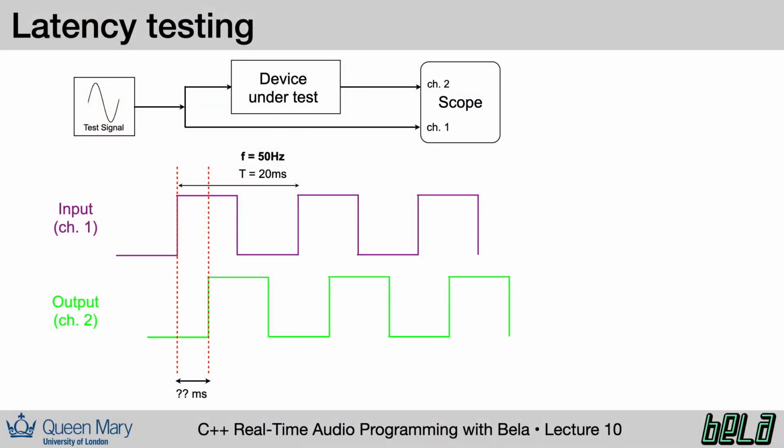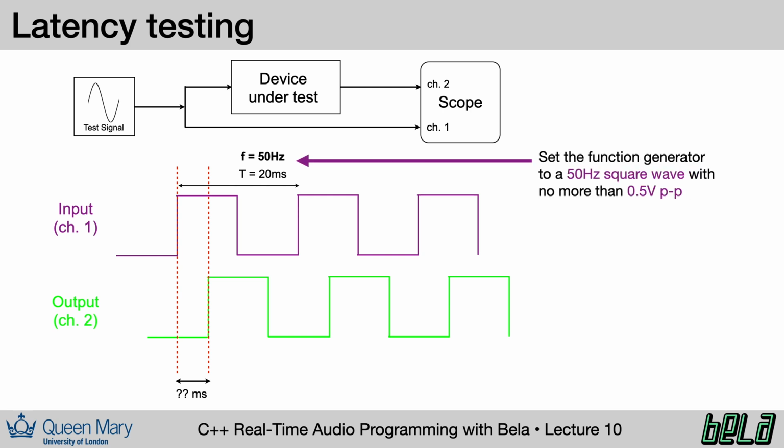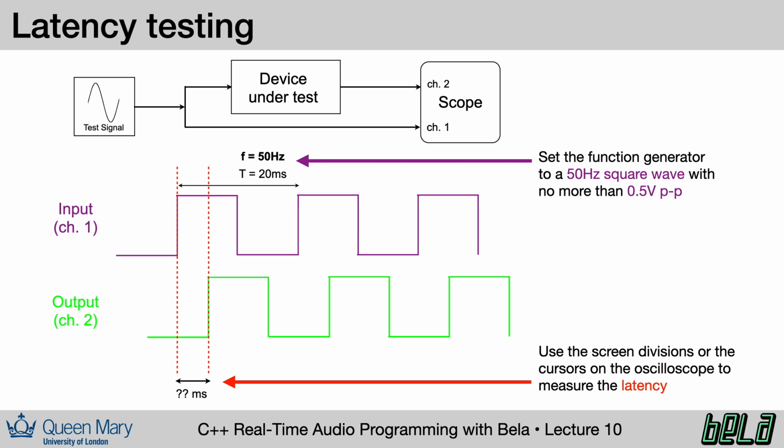What we'll do after we wire things up is configure our function generator. We need to generate a low-frequency square wave so we have clear edges, but also quite a long delay between each successive edge. I recommend you use a frequency of no more than 50 Hz, and that you use an amplitude of no more than half a volt peak to peak to ensure that we don't have any clipping on the Bela input. Once the Bela program is running, then we'll use the capabilities of the scope to measure the difference in the timing of the edges for the input and the output. So let's have a look at that now.